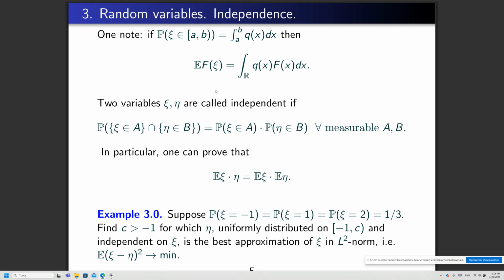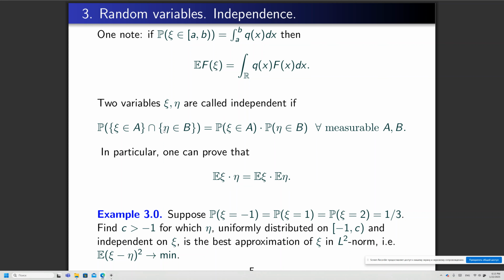Now, if we have two variables, Xi and eta, they are called independent if the probability of the event Xi belongs to A intersection with eta belongs to B, where intersection means that these events happen both simultaneously, is just the product of two probabilities: Xi belongs to A and eta belongs to B, for any measurable subsets A and B. If this identity is satisfied, then Xi and eta are called independent random variables.